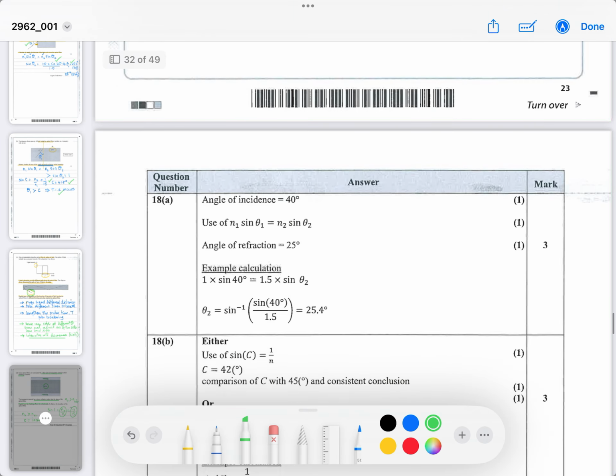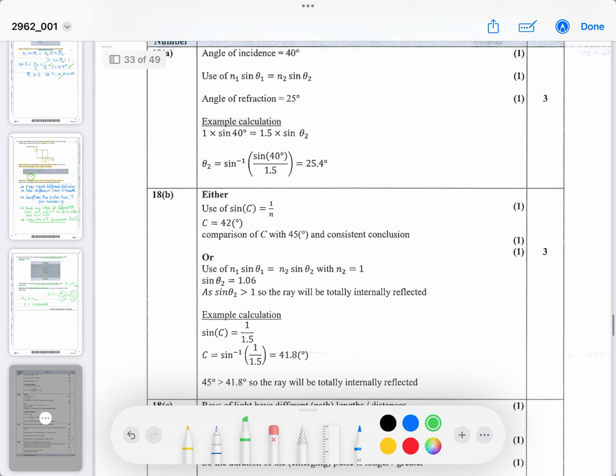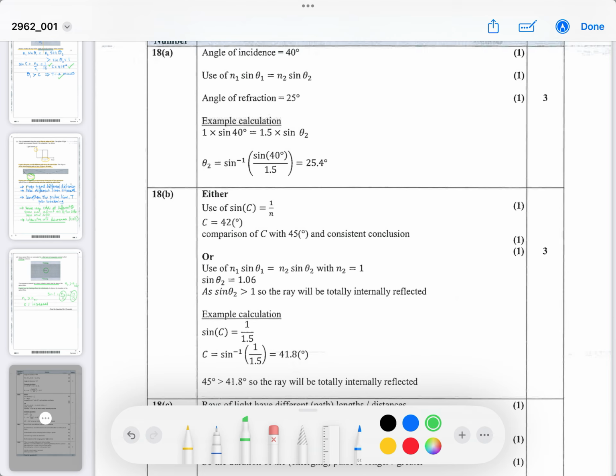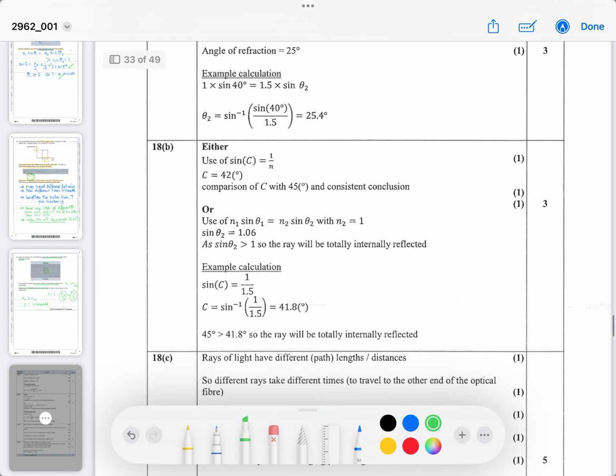Anyway, have a look at the mark schemes to see the wording, because you can get confused when you're talking at the same time. So, the wording for the final part we'll come to. This is the first two parts if you want to stop the video.